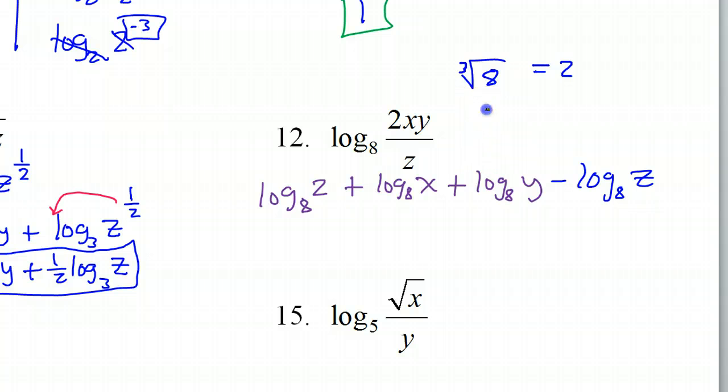That means if I ask myself 8 to the what power equals 2, because that's what you do, base to the what power equals the other thing. So 8 to the what power equals 2? Well, that's 1/3 because it's cube root. So 8 to the 1/3 power equals 2. So that means the value of this is actually 1/3.